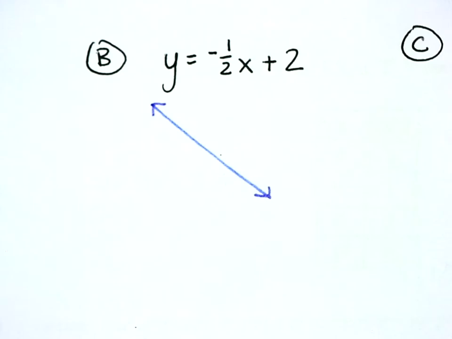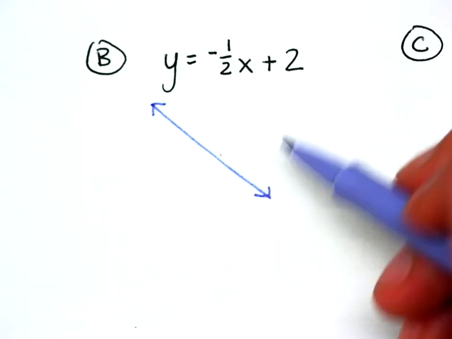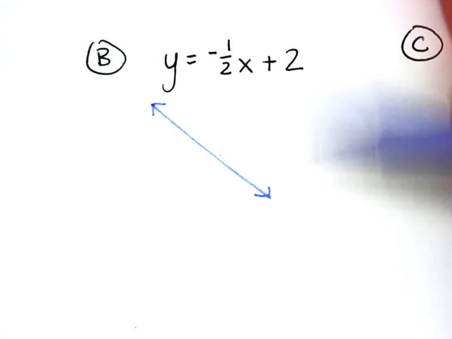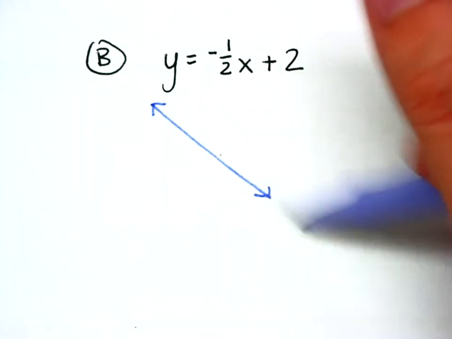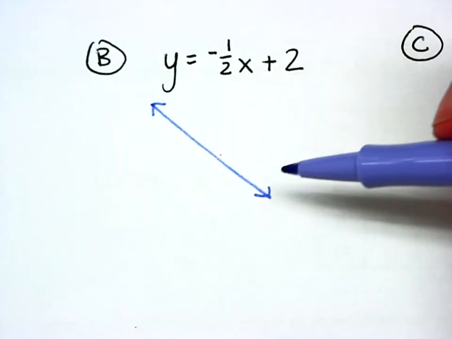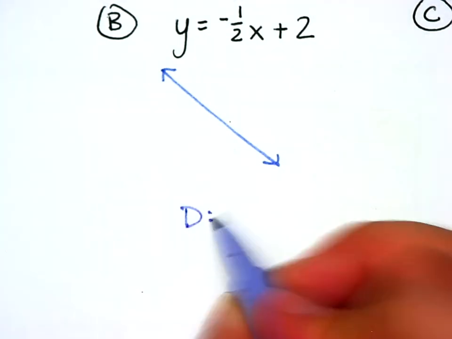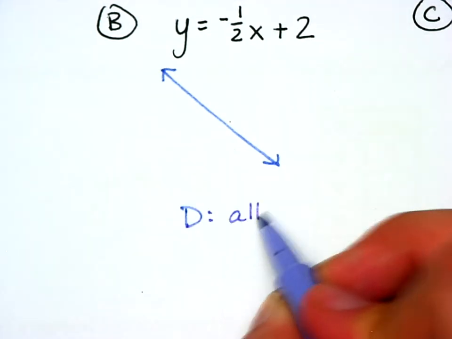Okay, so negative slope pointed to the left, kind of flat. And this line would go forever up and over, and it would go forever down and over. So what that's telling me is that all x values and all y values are included. So for domain, it's all real numbers.